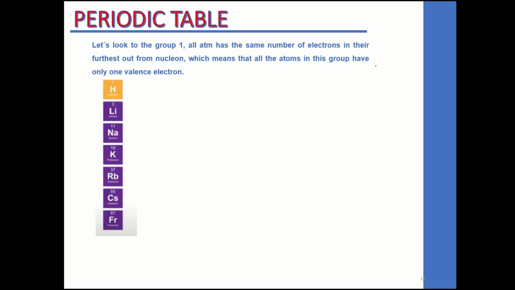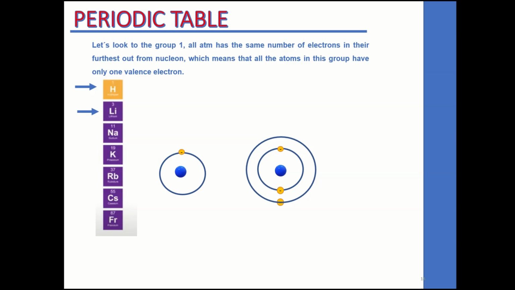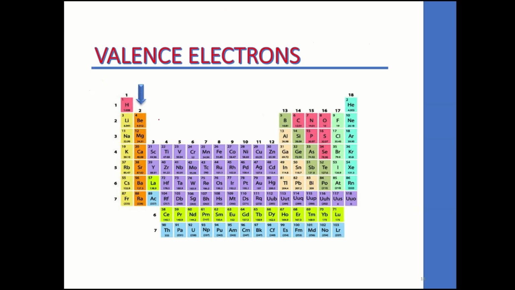So let's look at group 1. All the elements have the same number of electrons furthest out from the nucleus, which means that all the atoms in this group have only one valence electron, as I explained to you. And here you can see using the Bohr model again, one electron in the last shell. Of course, hydrogen has just one level of energy. So the valence electrons in group 2 will be 2. If you look at the elements of group 2, they all have 2 electrons in the valence shell. If you go to group 13, 3, 4, 5, 6, 7, 8 valence electrons.